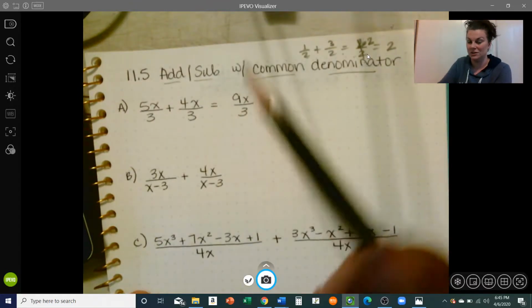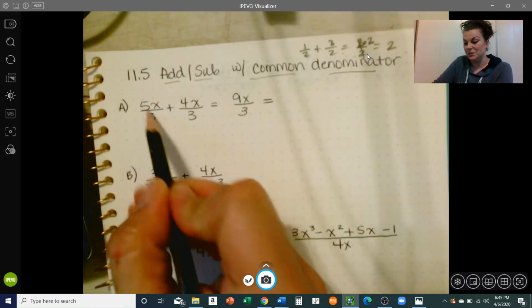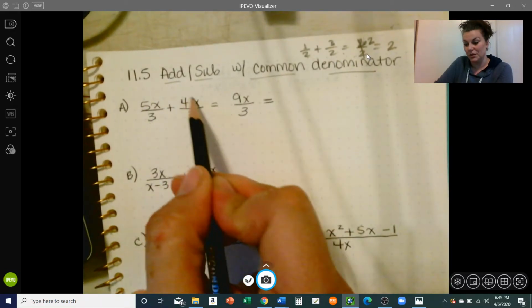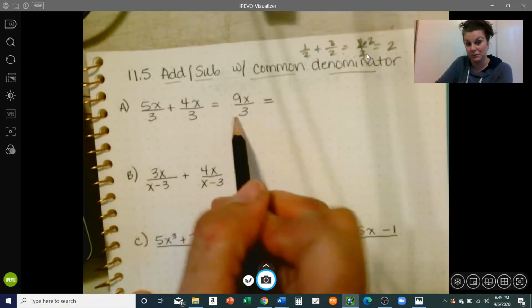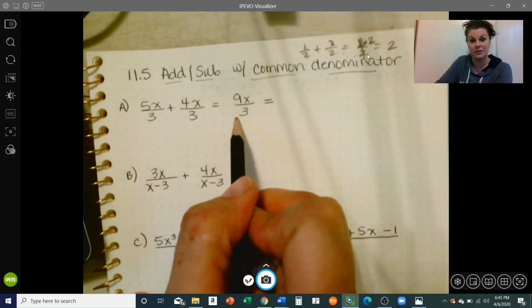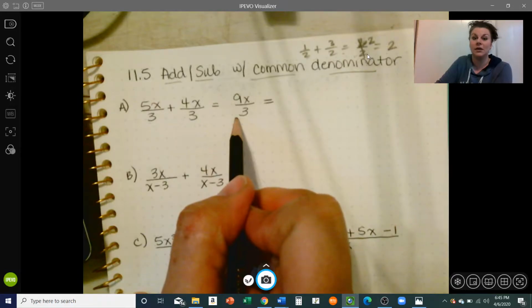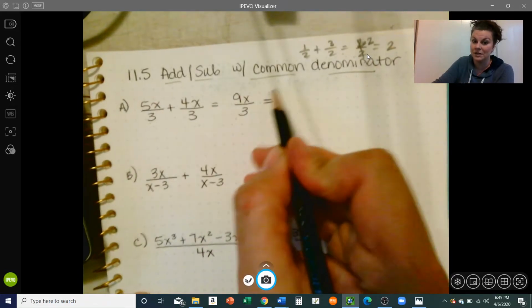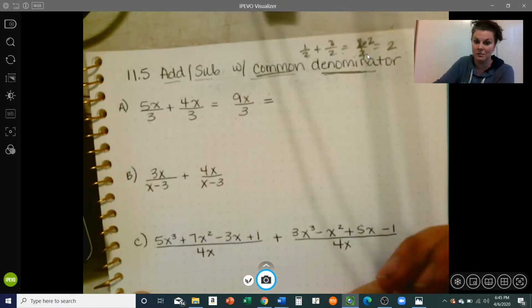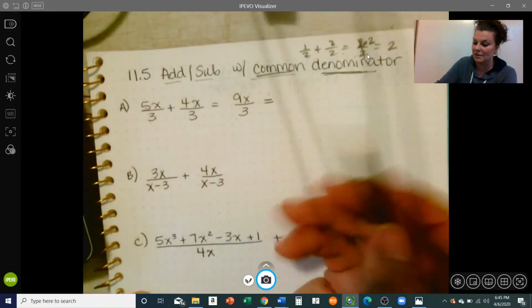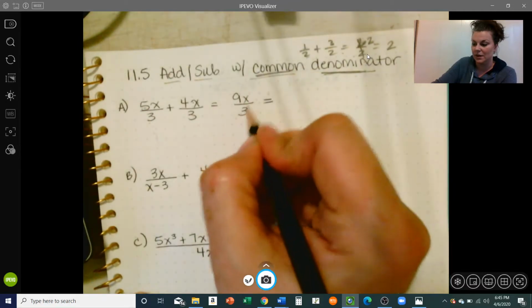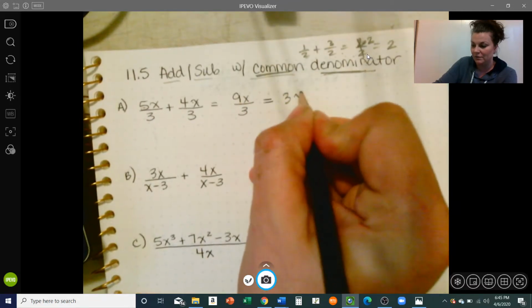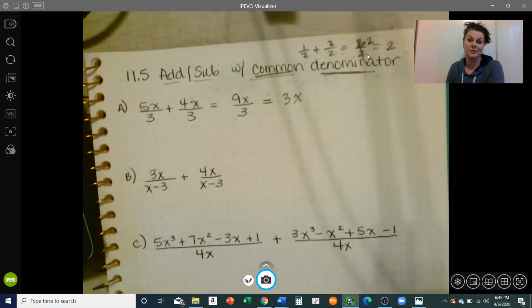Okay, so I have 5x over 3 and 4x over 3, and I'm adding them. And so because they're both over 3, my denominator carries over. I don't have to change the denominator or get a common denominator, which is what is nice about this lesson, because all of them are like that. So I just add my numerators. So 5x plus 4x is 9x, and then I simplify. So that's 3x. And I'm done.